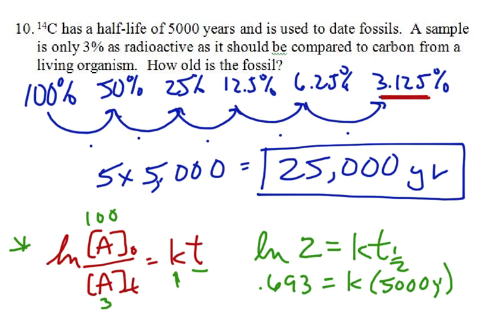And what we would do is solve for k, and it would be in years to the minus 1. So that would give us a value of k. We substitute back in, and we could calculate the time. A little complicated, but that's how you would deal with it if you really wanted to know what it was at 3%. And we can see it's going to be a little bit longer than 25,000 years.